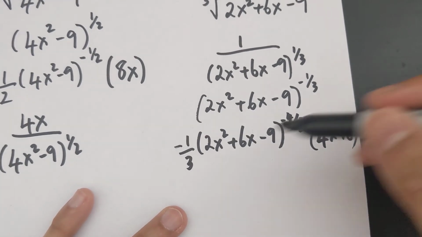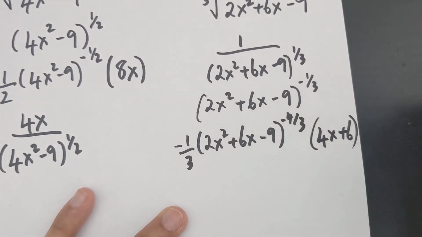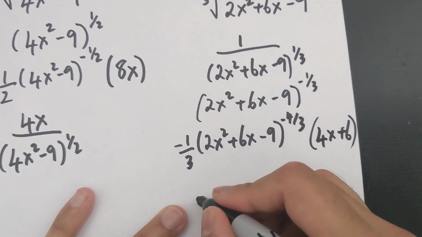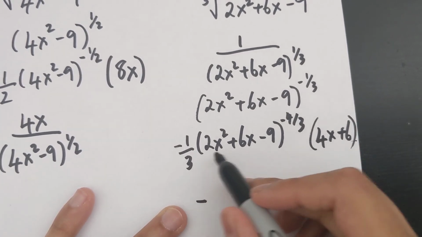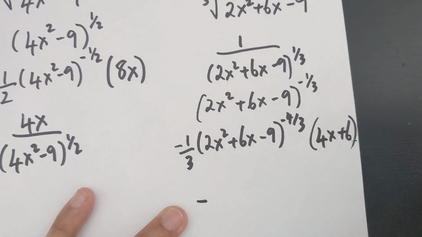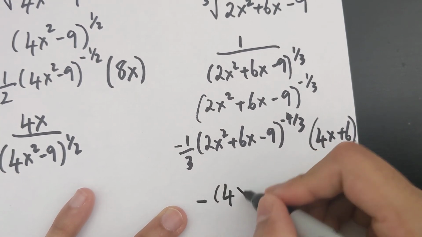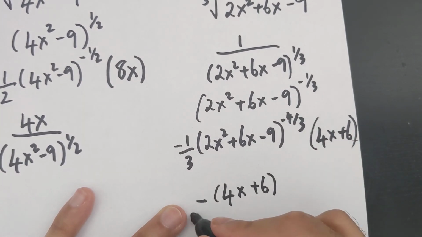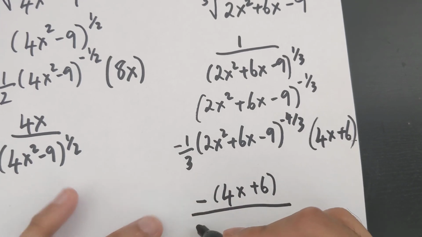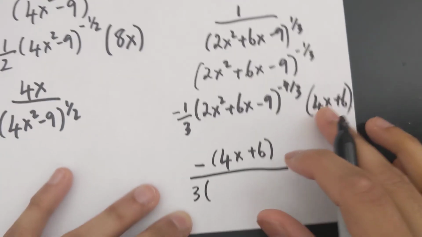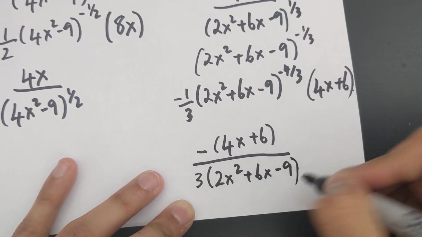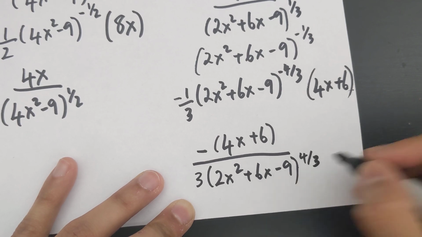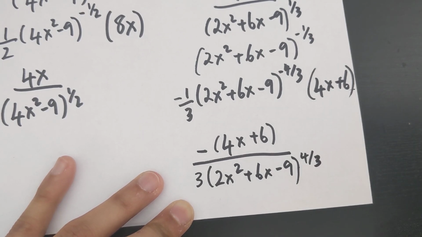Okay, now that I have this, I just want to simplify this again. So basically, the term that's going to be on the top is the negative, and this 4x plus 6 is also going to be on the top. This whole term is going to move to the bottom because it's a negative exponent. So I have negative 4x plus 6 on the top. On the bottom, I have the 3, and then I have 2x squared plus 6x minus 9 to the exponent of 4 over 3, and that is my final solution.